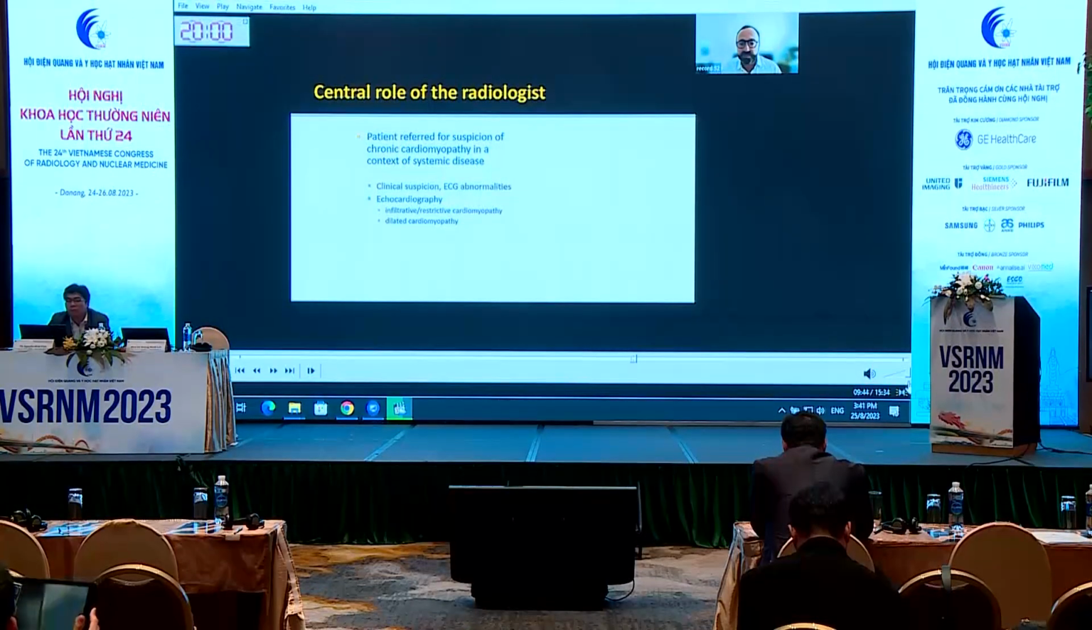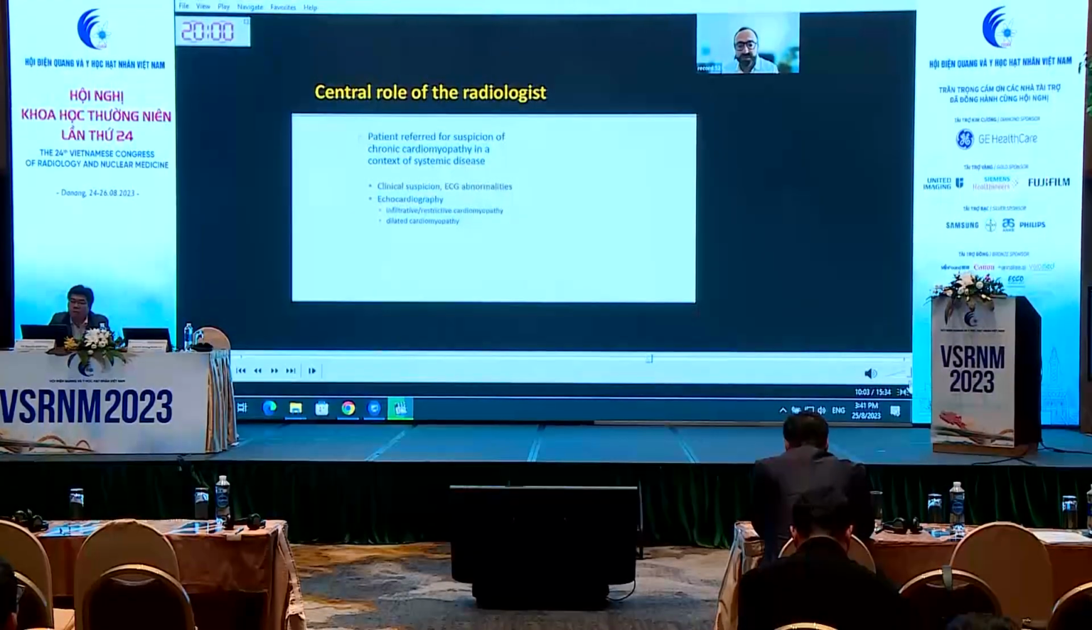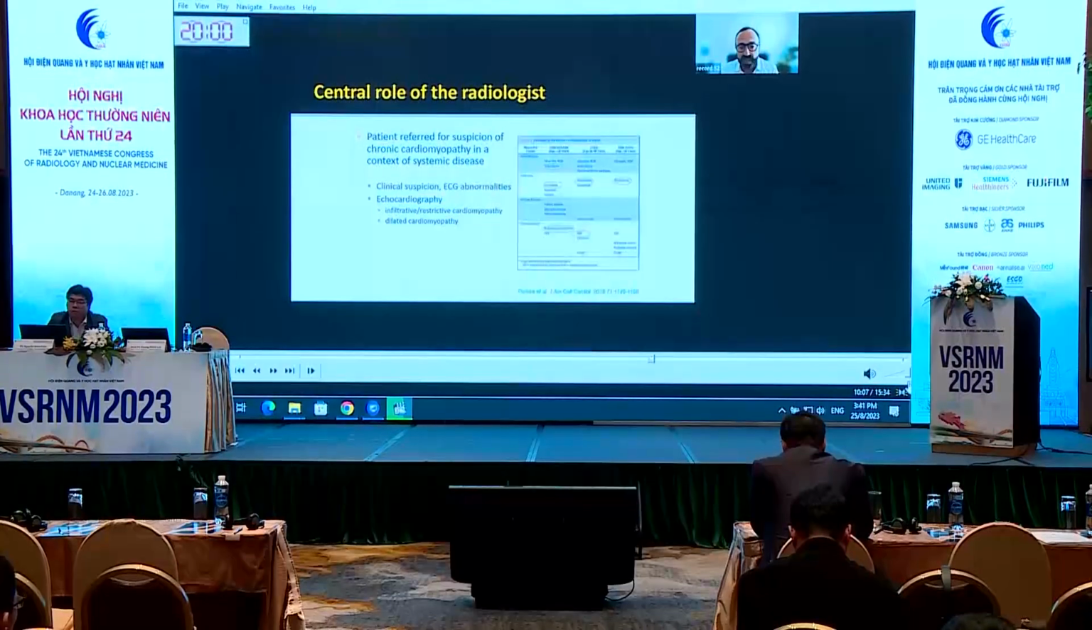So now let's move to the second clinical scenario of a patient referred to CMR for suspicion of chronic cardiomyopathy in the context of systemic disease. Most of the time, there is a clinical suspicion with ECG abnormalities or an abnormal cardiac echo with features of restrictive or dilated cardiomyopathy. And as you can see on this table, a lot of systemic diseases lead to restrictive cardiomyopathy.